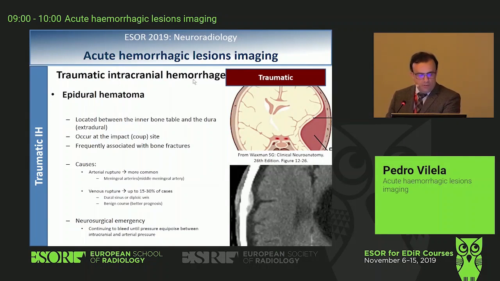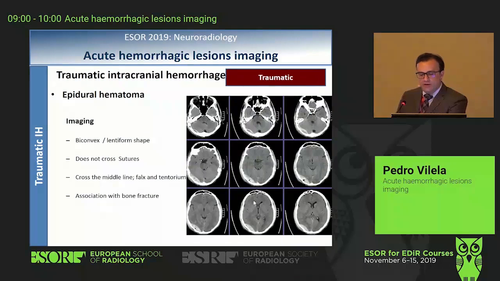Well, regarding the traumatic lesions, we are going to have the epidural hematoma. They are generally associated with fracture and laceration of an artery, which is a dural artery. Sometimes there may be epidural venous hematomas, but they are less common. And you see it here, with this typical shape and with association of fracture.